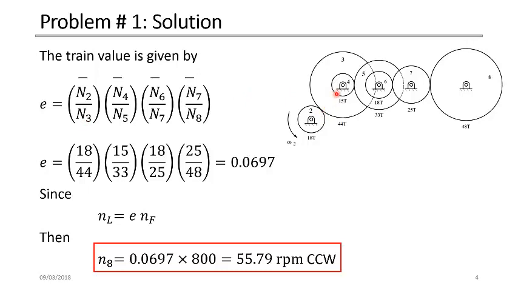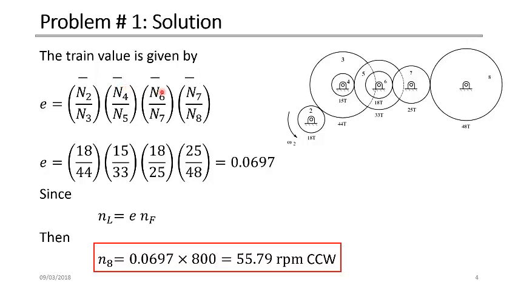So moving to the next stage, gear number 3 and gear number 4 here are on the same shaft. They have the same speed. And then gear number 4 and gear number 5 are engaged at this point. So gear number 4 is the driver, gear number 5 is the driven. So N4 divided by N5. I'm just putting negative here because they are externally engaged. If they are externally engaged, we put a negative sign for this ratio. If they are internally engaged, we put the positive sign. So this is negative, this is negative.